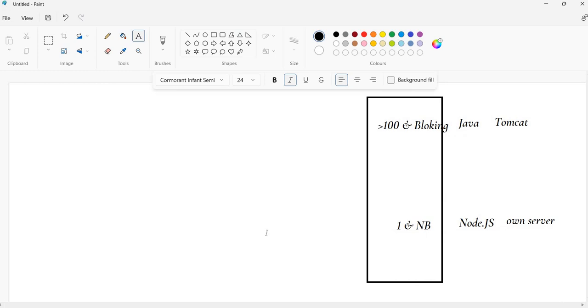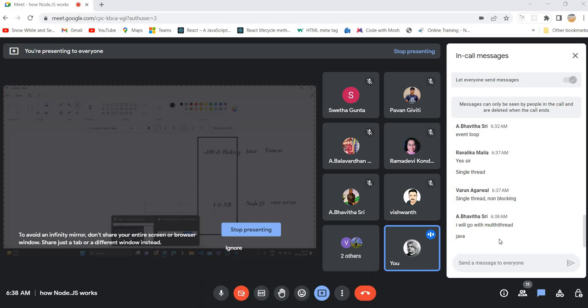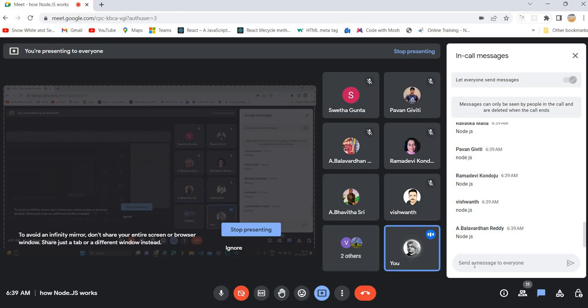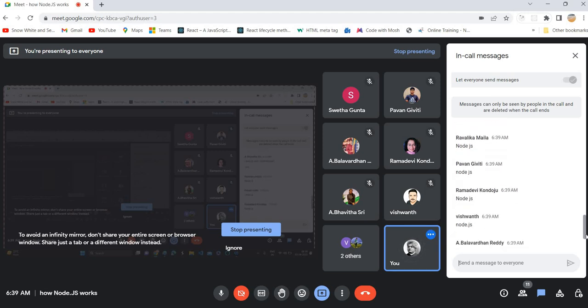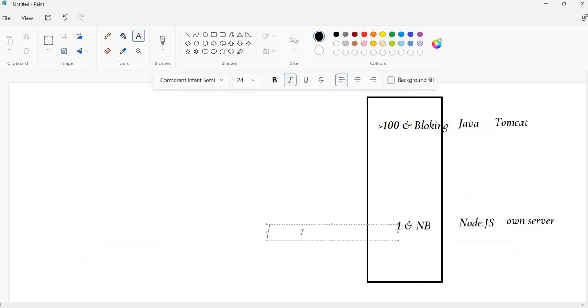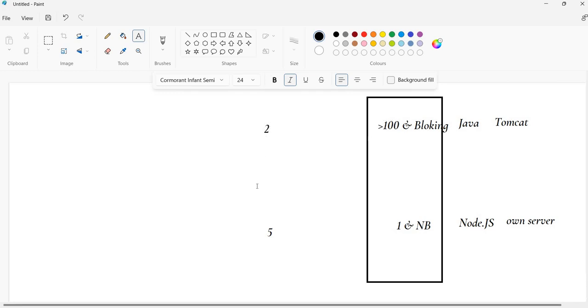Node.js. Okay, how many votes for Node.js? Just ping me in the chat. Suppose 10 students are there. Let's see how many students will go with Node.js and how many with Java. Bhavita, you said Java. You will go with multi-thread. Okay, fine. At least we got one vote so far. Sweta said Java. Okay, and tell me the reason also. So far, 7 students responded: 5 votes for Node.js and 2 votes for Java. Bhavita and Sweta, just tell me why you prefer multi-threading and blocking.